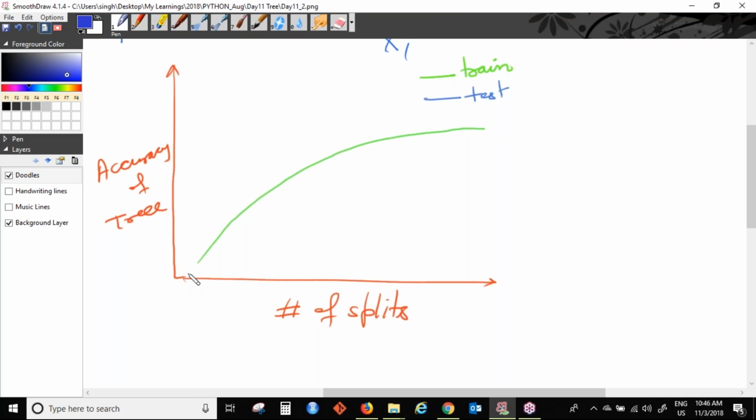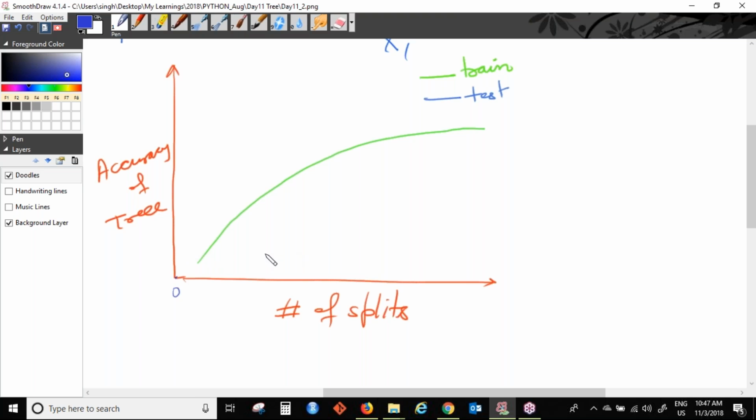So what if the number of splits is very small? Let's say zero splits. If the number of splits is zero, what would happen? Will it give you good accuracy or bad accuracy on the test data? Bad accuracy, right? Because you haven't made any splits. So it is like the baseline model, right? Remember logistic regression, what was the baseline model? The baseline model is the one which predicts the mode. So without any splits you will predict the mode, and predicting the mode is not a good idea. That is a very simple model, right? So it will be bad.